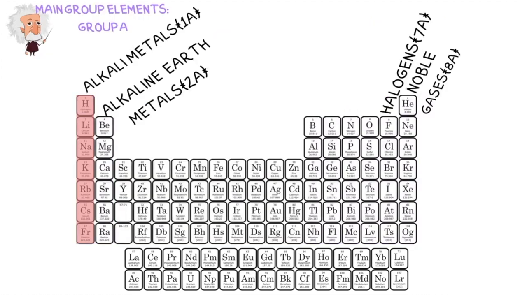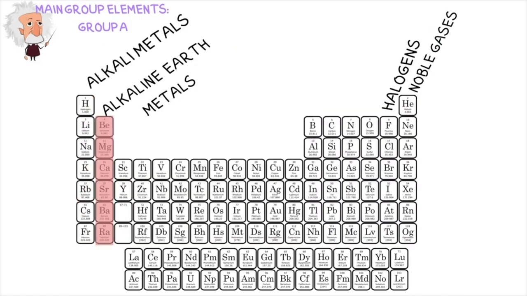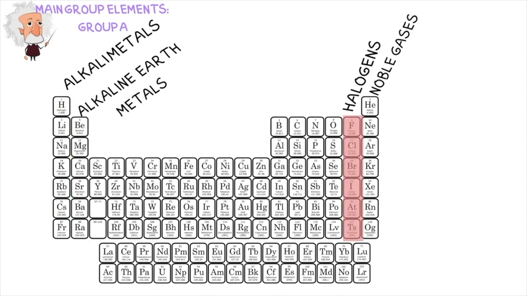Group 1A are your alkali metals. Group 2A are your alkaline earth metals. And then if we jump over to the other side and skip 3A, 4A, 5A, and 6A, we'll go to group 7A, which are your halogens, and group 8A, which are your noble gases. So each of these groups, as mentioned before, have different properties from each other.